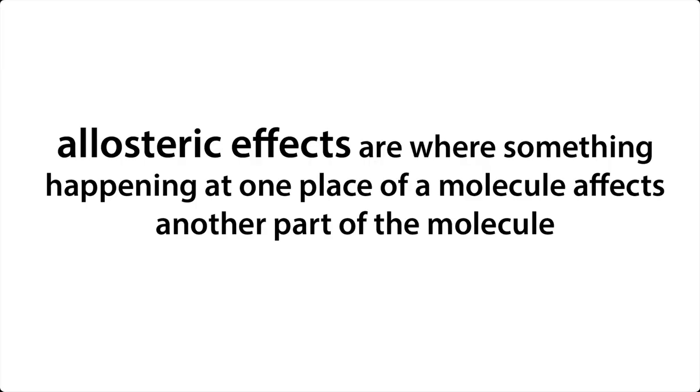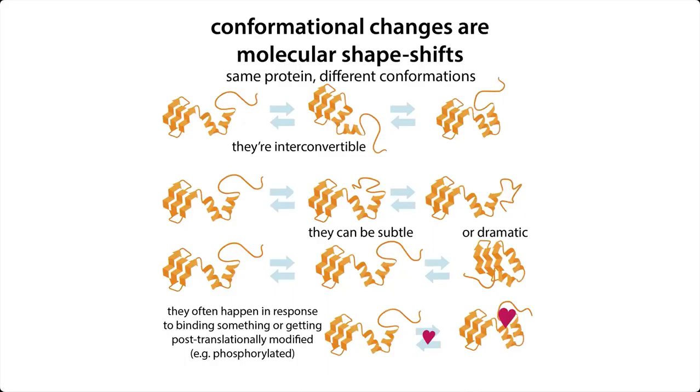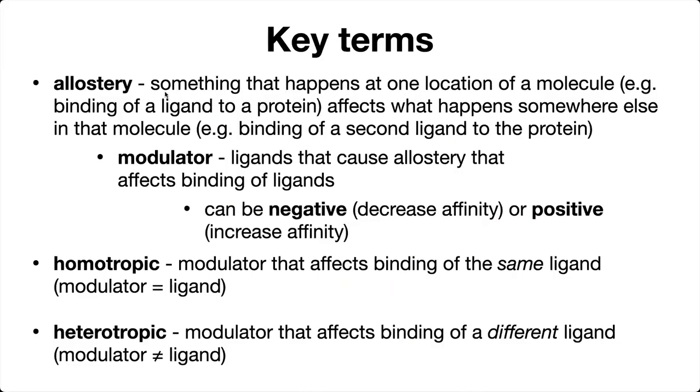Allosteric effects are where something that's happening at one place of a molecule affects another part of the molecule. So the reason why you're able to have one change in one subunit affect changes in another subunit, we'll get into the why, but we can call that sort of thing an allosteric effect. So it doesn't have to be between different chains. It could also be within the same chain. Something happening at one place causes some sort of change, maybe a conformational change, so a shape shift, that is going to affect somewhere else in the protein or the molecule if it's not a protein. So that's allostery.